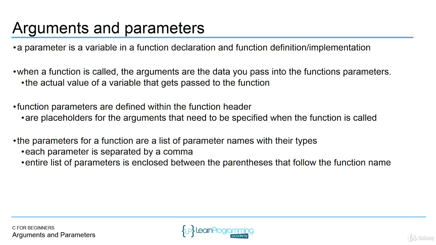The parameters for a function are a list of parameter names with their data types. Each parameter is separated by a comma. The entire list of parameters is enclosed in parentheses, following the name of the function.